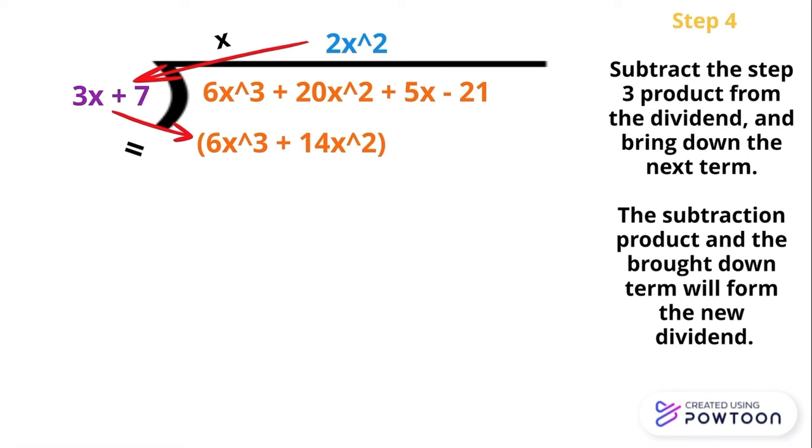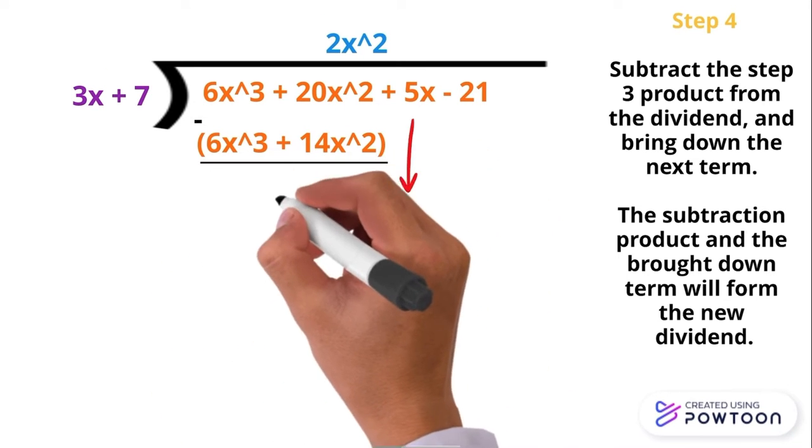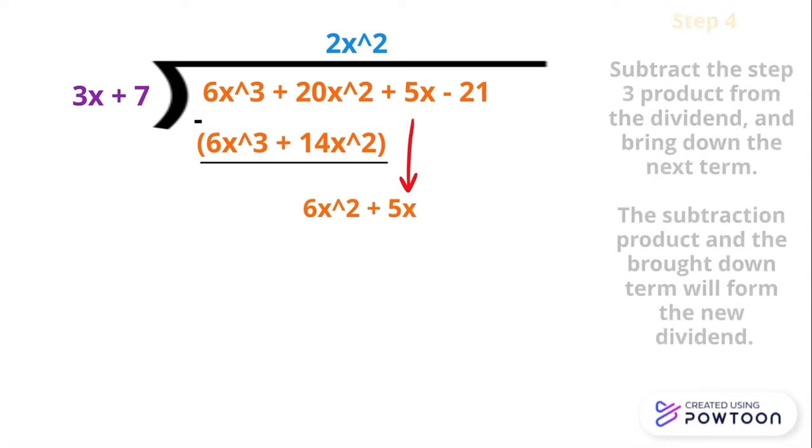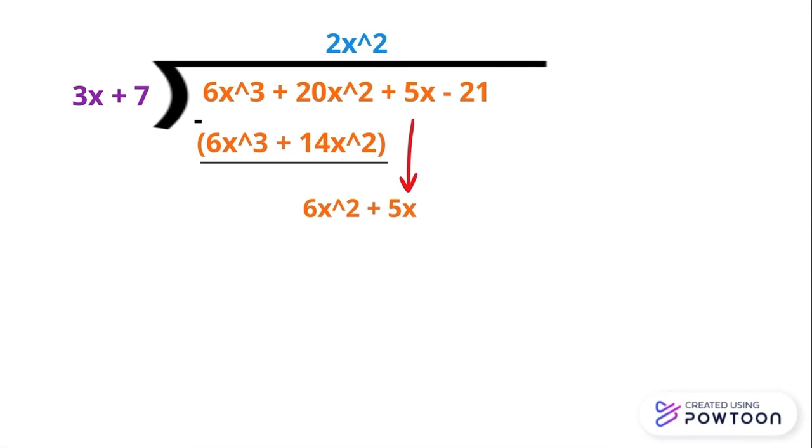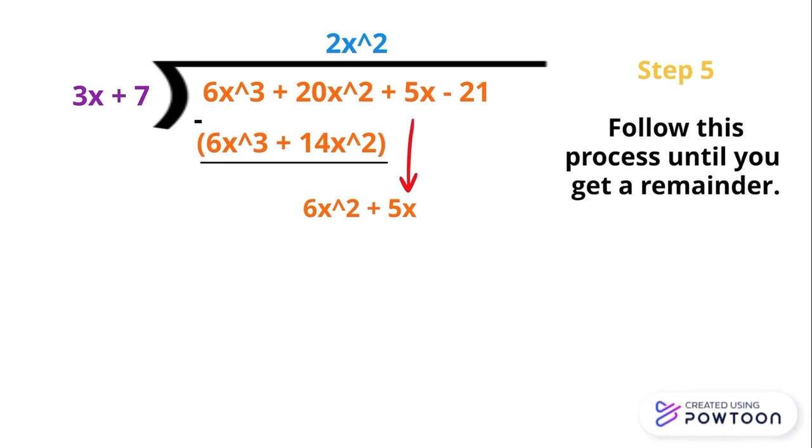Now for the fourth step, we need to subtract the step 3 product from the dividend and bring down the next term. The subtraction product and the brought down term will form the new dividend. So in this case, I'm subtracting 6x to the power 3 plus 20x squared minus 6x to the power 3 plus 14x squared, and that will give us a result of 6x squared. But then we bring down the plus 5x, and now 6x squared plus 5x will be the new dividend.